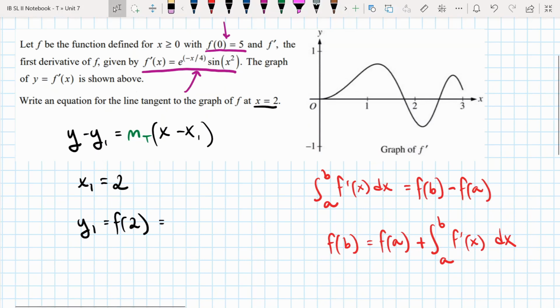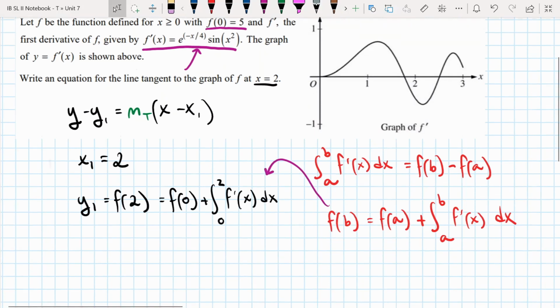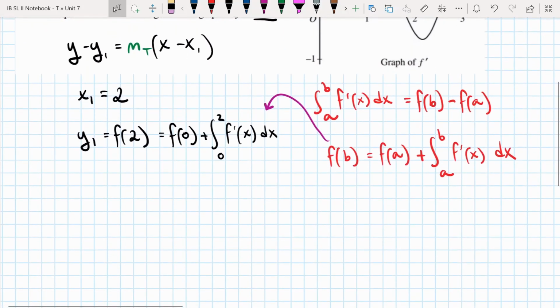So we can find f of 2 by starting with a reference point, our f of a, and that's going to be given to us up here. So instead of writing f of a, we can write f of 0 plus the integral from 0 to 2 of f prime of x dx. This equation comes straight from the fundamental theorem of calculus. And this is how we're going to evaluate f of 2.